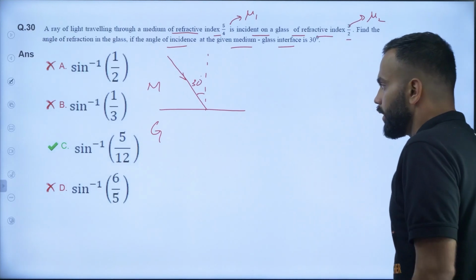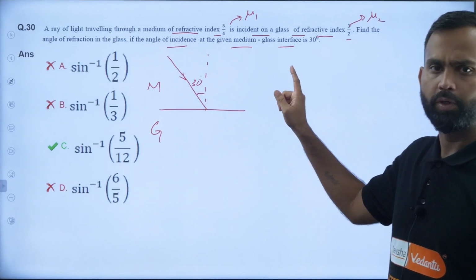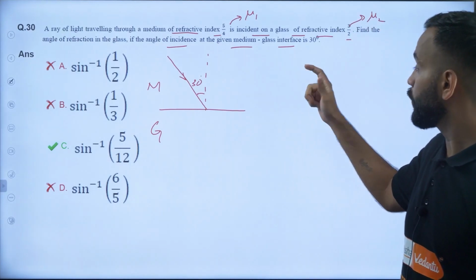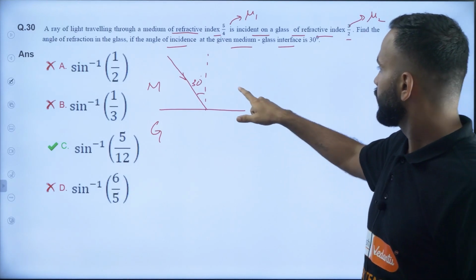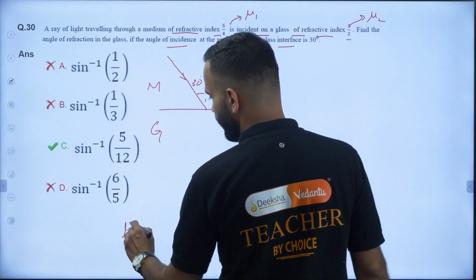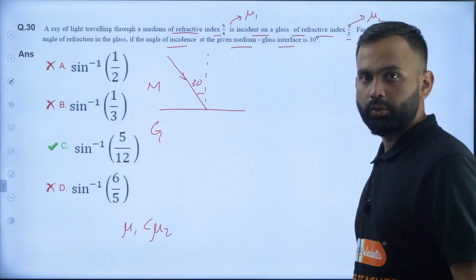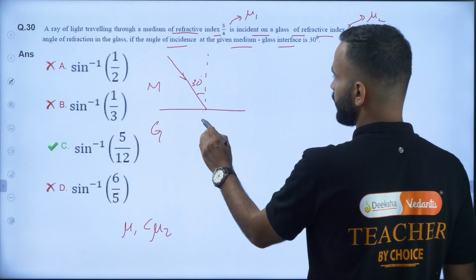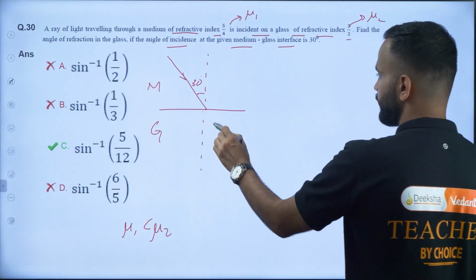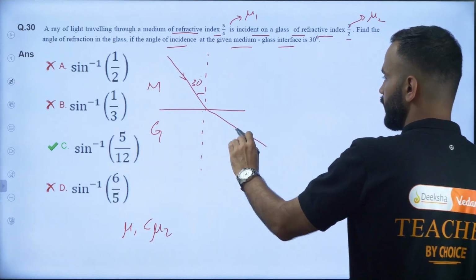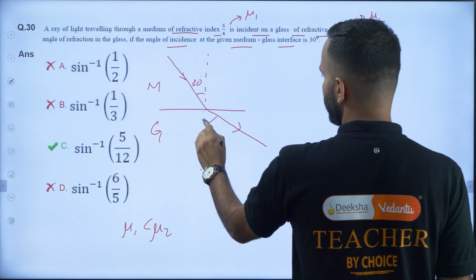So what is 5/4? The 5/4 is 1.24, right? Sorry, 1.25, isn't it? And 3/2 is 1.5. So the refractive index of the medium, that is mu1, is less than mu2, right? So here the refracted ray moves away from the normal. Understood? We need to find this angle of refraction.